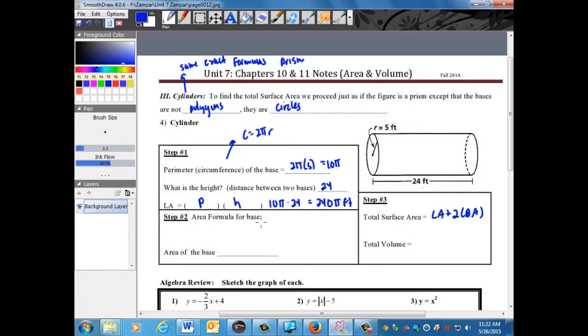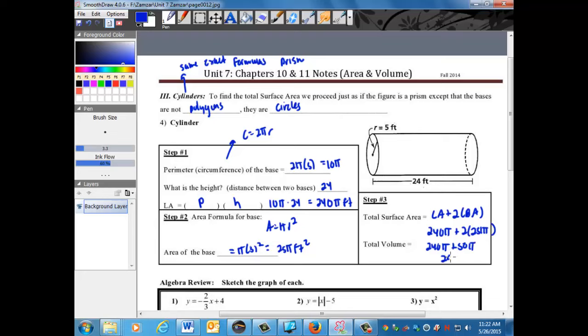To find the area of a circle, we use pi r squared. So that's going to give me pi times 5 squared. That gives me 25 pi, and it'll be feet squared. Surface area is going to be lateral area, which we found to be 240 pi plus 2 times 25 pi. And so multiplying that out, we're going to get 240 pi plus 50 pi.